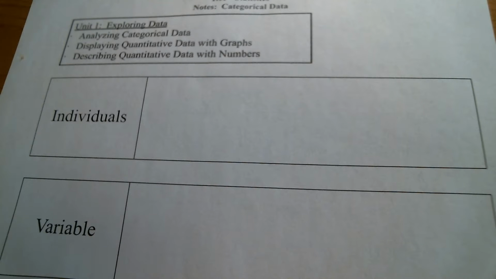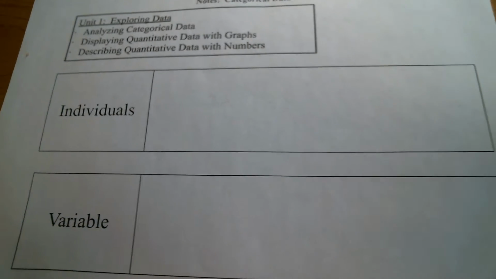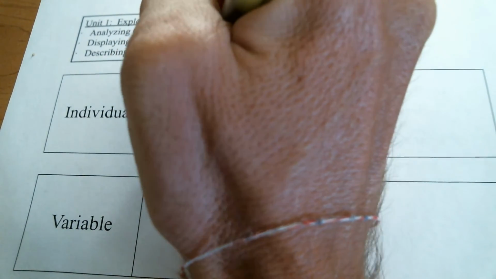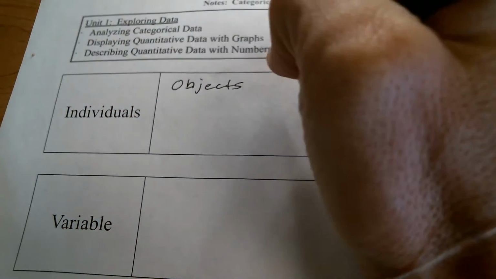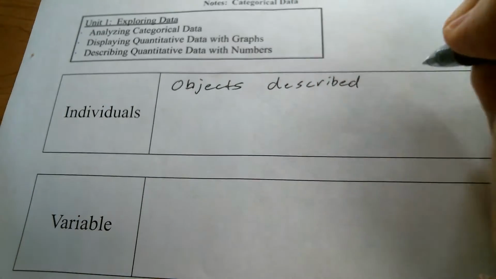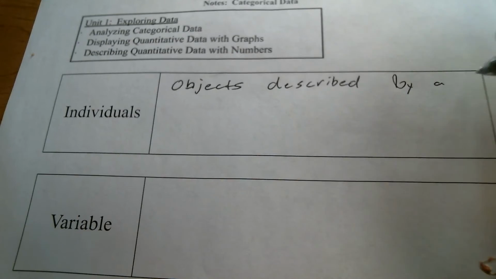All right. So first example of that would be the word individuals. Obviously we all use that word. We know what it means. But it has a specific definition when we're talking about it in the context of statistics or a statistical study. So individuals are objects described by a set of data.